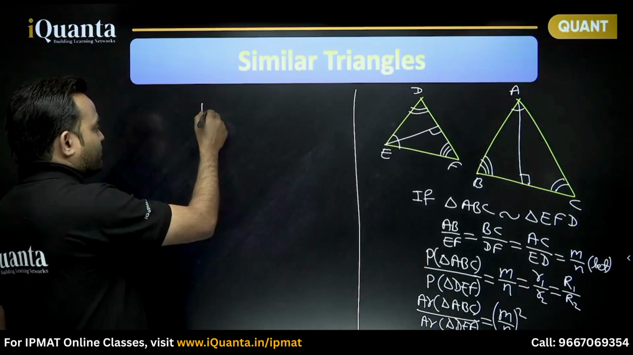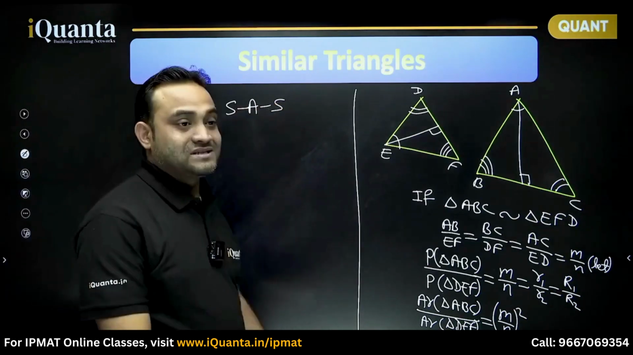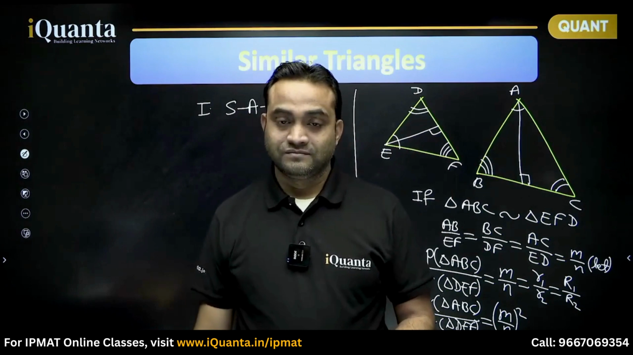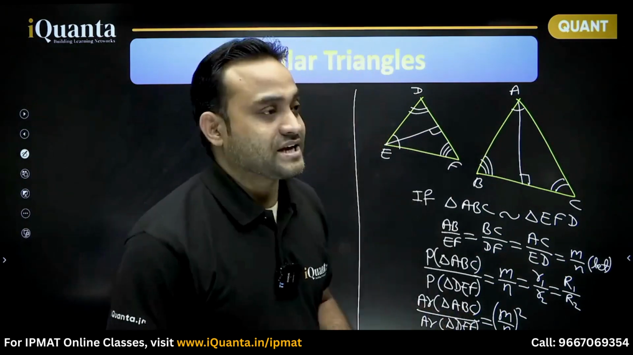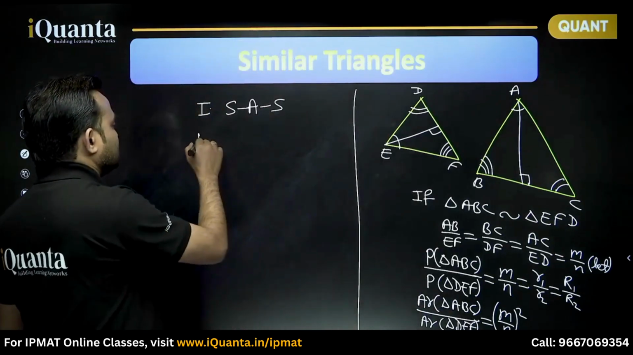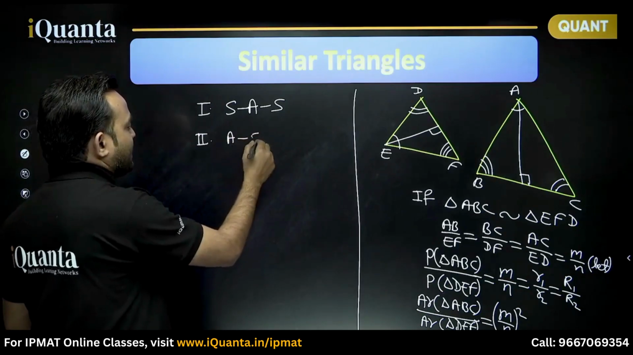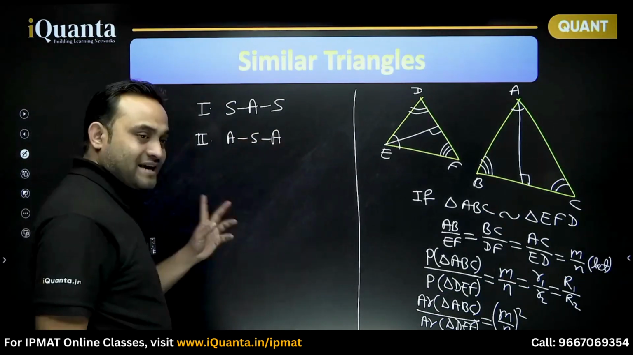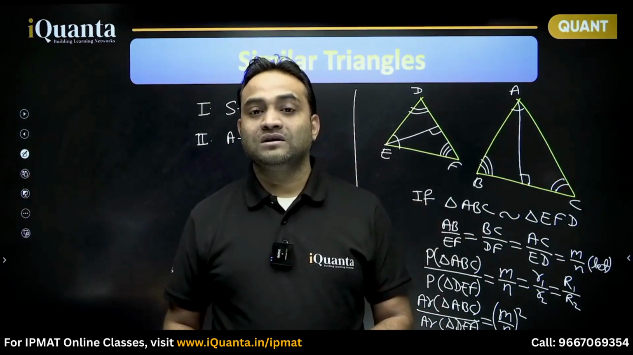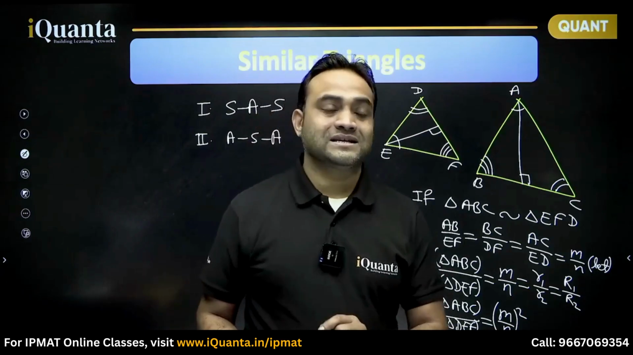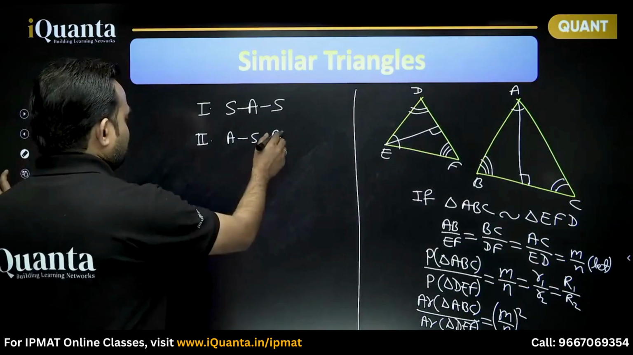So one of the methods is SAS, which means the ratio of two sides are equal and the angle between them is also equal. Then you can say that two triangles are similar. The second method is ASA. In this case, two angles are equal and the ratio of their sides is given. So basically ASA is nothing but AA.